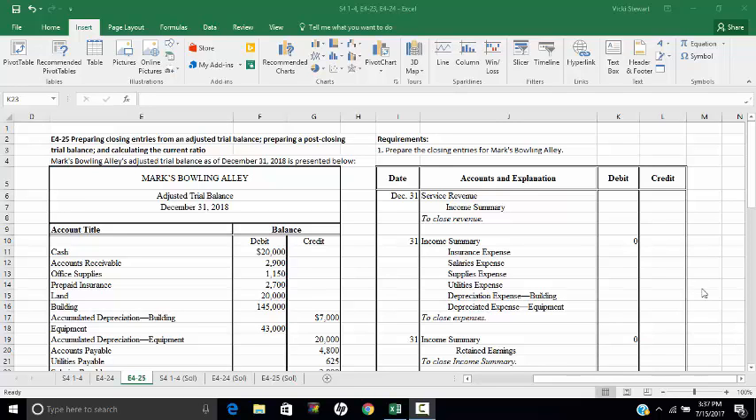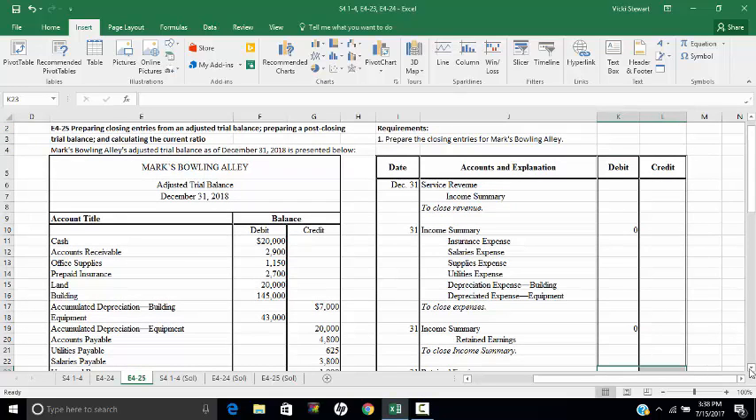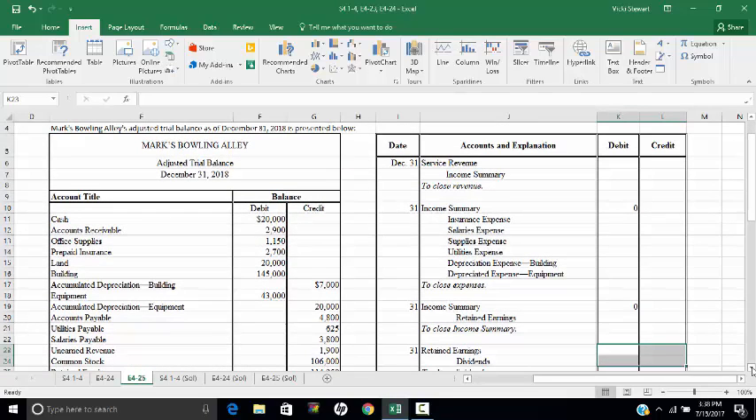This is a demonstration of exercise 425, preparing closing entries from an adjusted trial balance, preparing a post-closing trial balance, and calculating the current ratio. The problem gives us the adjusted trial balance for Marx Bowling Alley as of December 31st, 2018, and our first requirement is to prepare the closing entry for Marx Bowling Alley. So I have the accounts already listed, and we're just going to include the amounts from the adjusted trial balance.